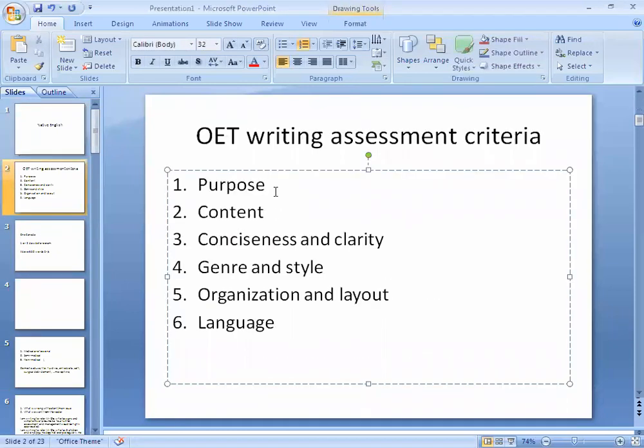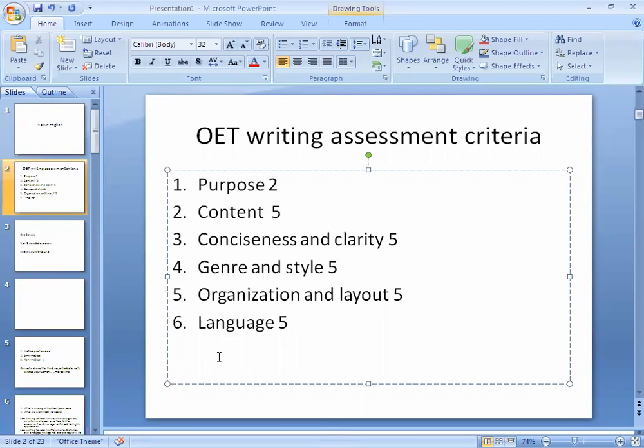So if you get 2 out of 3 in purpose, 5 out of 7 in content, 5 out of 7 in conciseness and clarity, 5 out of 7 in genre and style, 5 out of 7 in organization and layout, and 5 in language, then what would be your score? Anybody?